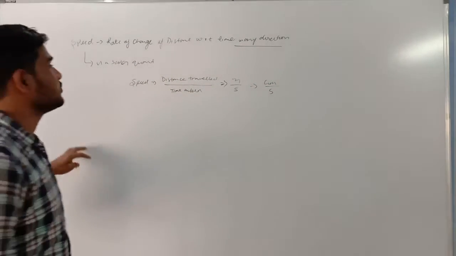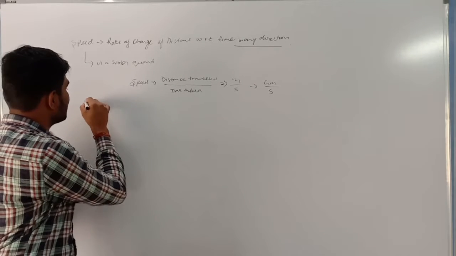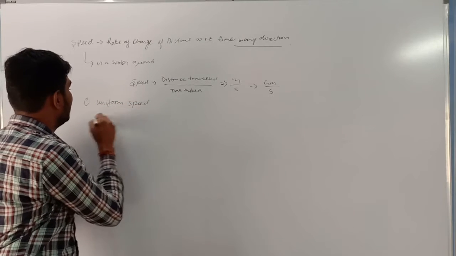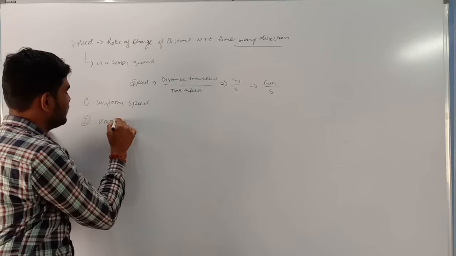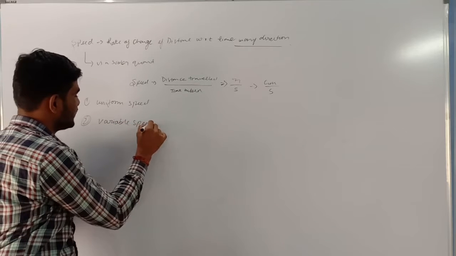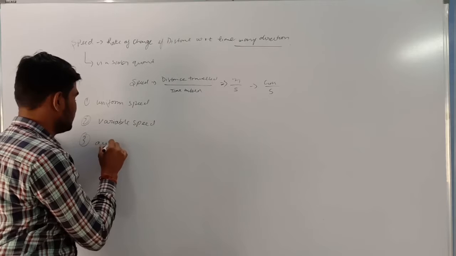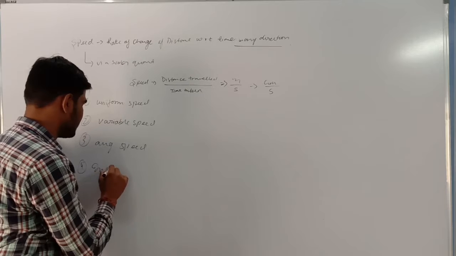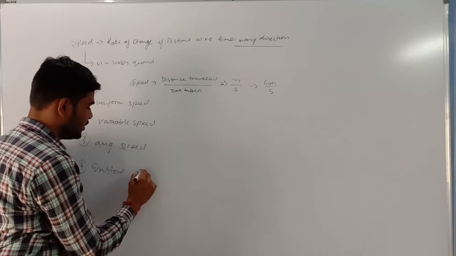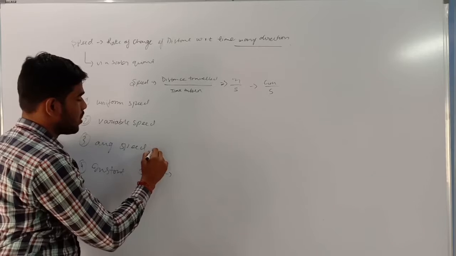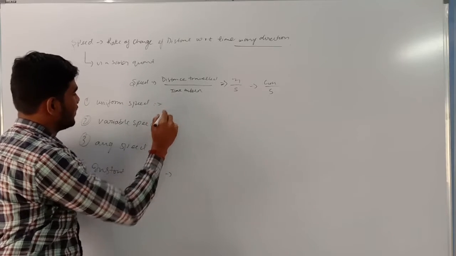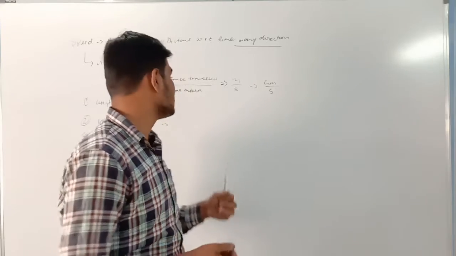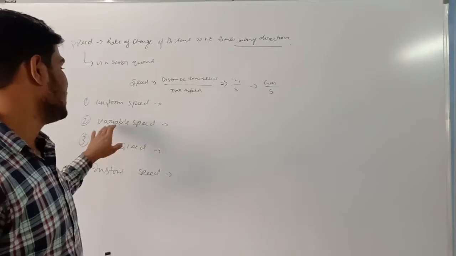There are 4 types of speeds. First is uniform speed, second is variable speed, third is average speed, and fourth is instantaneous speed. What is uniform speed? If equal distance is traveled by an object in equal intervals of time, then it is known as uniform speed.